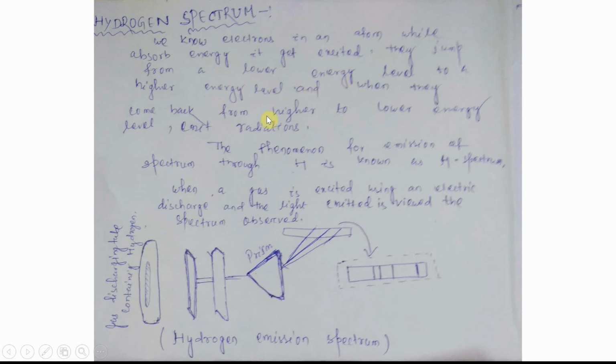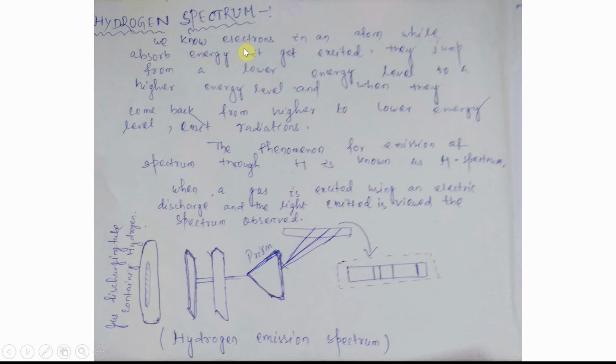And when they come back from higher to lower energy level, they emit radiations. Just imagine a person on a lower step. To move upward, he requires some energy. But when a person wants to move from upper to lower, he radiates, meaning he releases some energy.